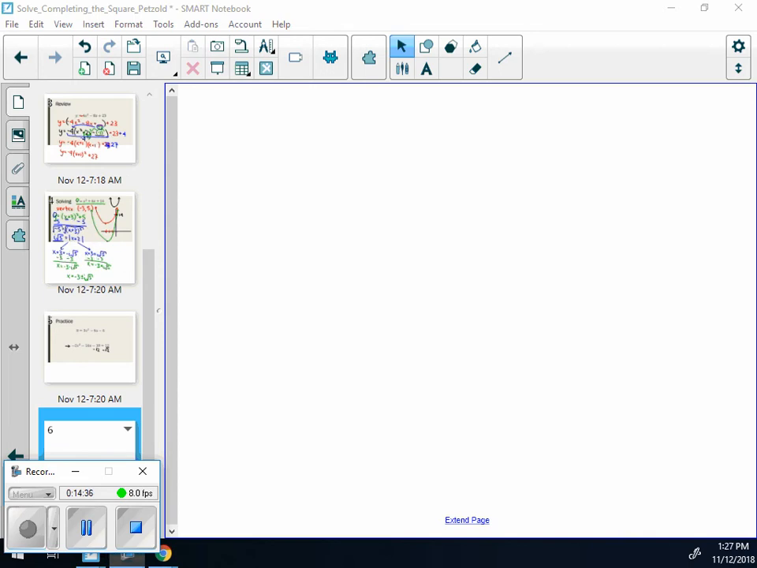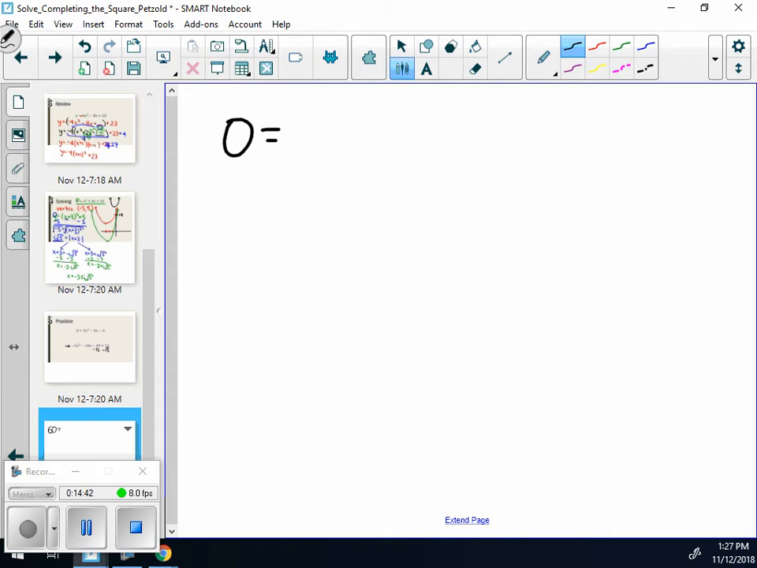We are getting back into our 2 practice problems. We've had a little bit of time, so we're going to look at the first one here. If we look at the first one, it says 0 is equal to 3x squared minus 6x minus 6. Yes? All right.